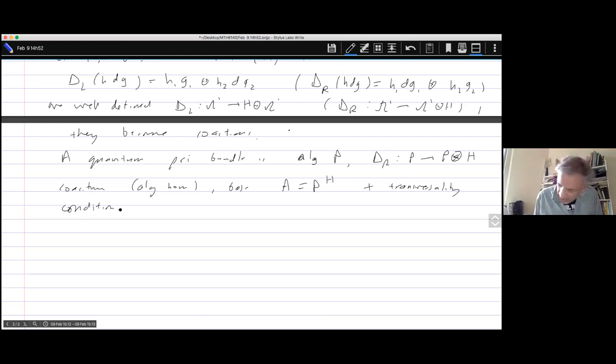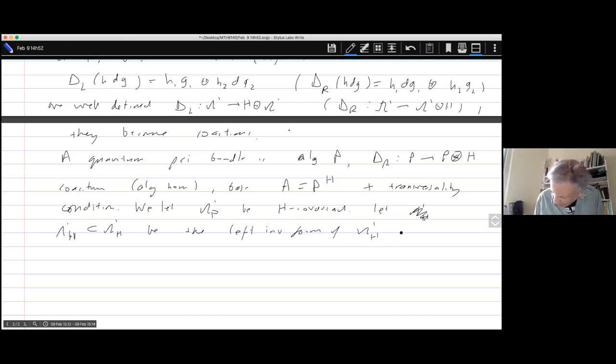So in particular, we let Omega^1 P be a calculus, H covariant. Technically I haven't defined it, but it's the same idea as we had up there: H covariant for the right coaction. And we let Lambda^1 H, contained in Omega^1 H, be the left invariant forms of Omega^1 H. We assume that this is bicovariant, so it's both left and right.